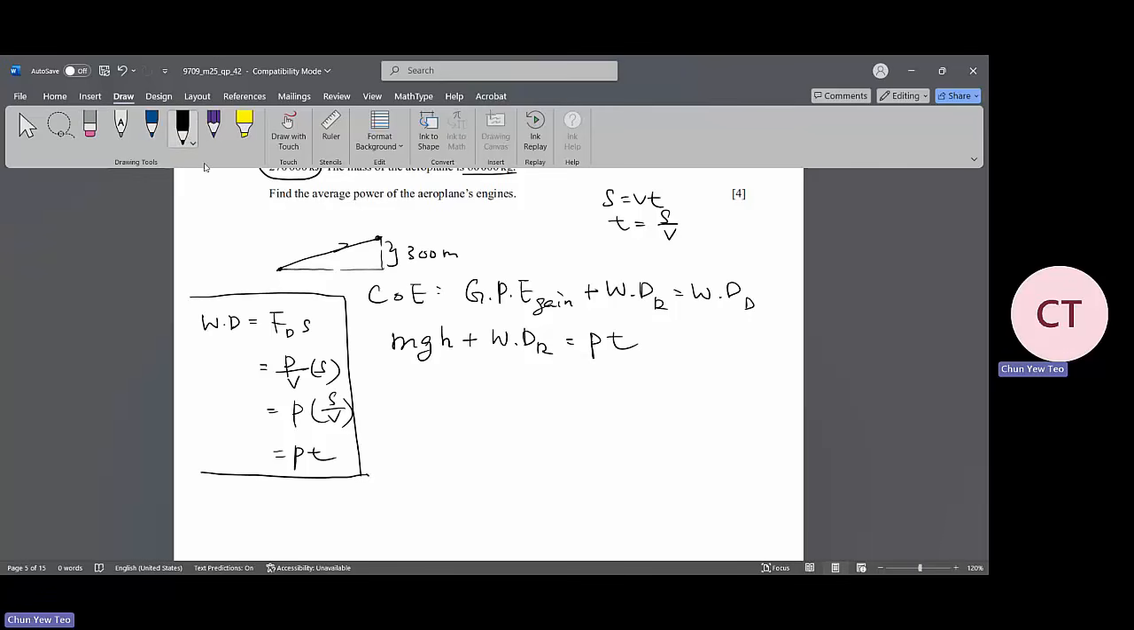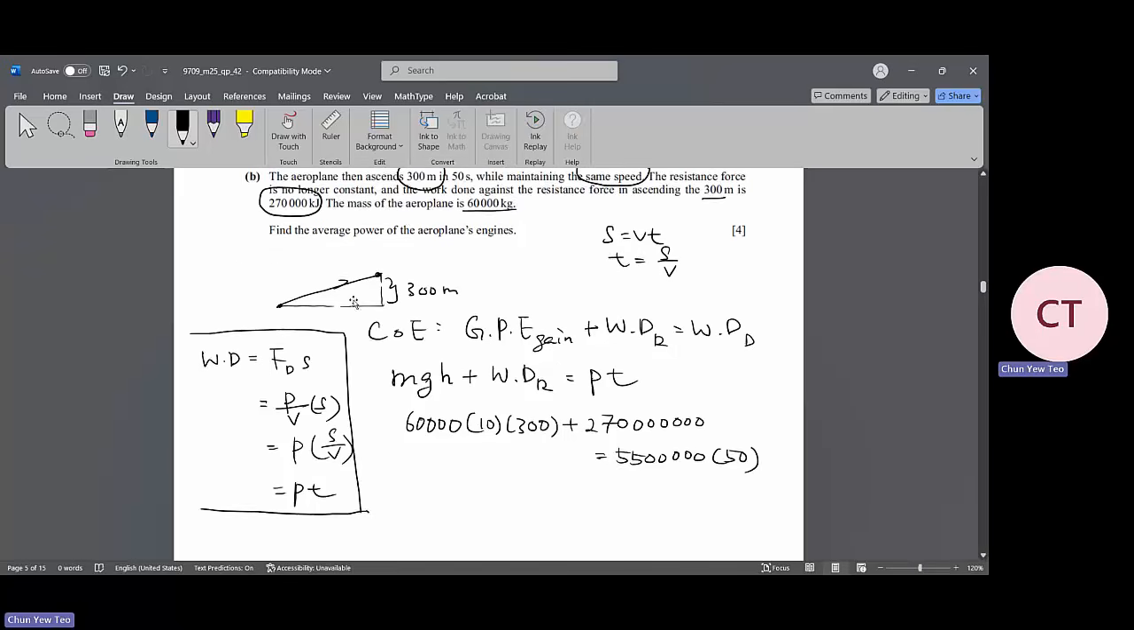So now what should we do? We just need to put in the values. Your m is 60,000. Your g is 10. Your height is 300. Your work done by the resistance is given as 270,000 kilojoules plus the power. Not enough place for me to write down the power. So the power is 5,500 kilowatt multiplied by 50. The time is 50.